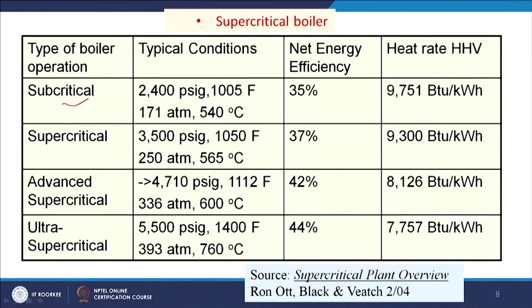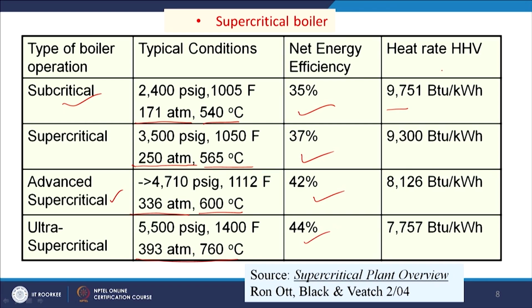Conventionally, a subcritical boiler is used at 171 atmosphere and 540 degree centigrade. In this case we get 35% net energy efficiency and a heat rate of 9751 BTU per kilowatt hour. Now, if we use supercritical, then the operation will be at 250 atmosphere and 565 degree centigrade, and here we get 37% efficiency. If we use advanced supercritical, then at 336 atmosphere and 600 degree centigrade we can get 42% efficiency. If we use ultra supercritical, 393 atmosphere at 760 degree centigrade, then we can get 44% energy efficiency.